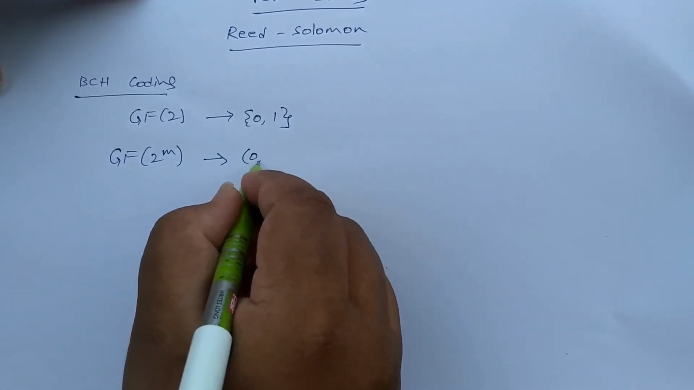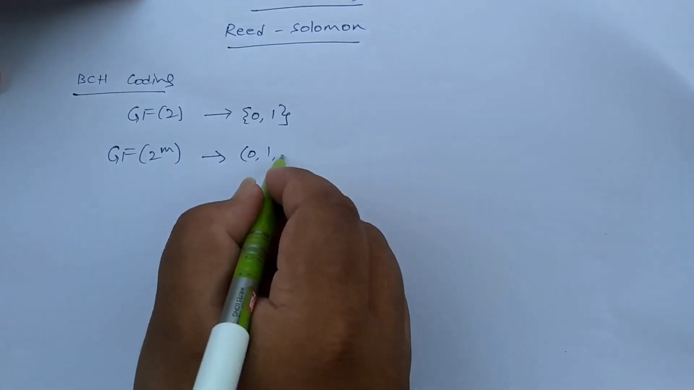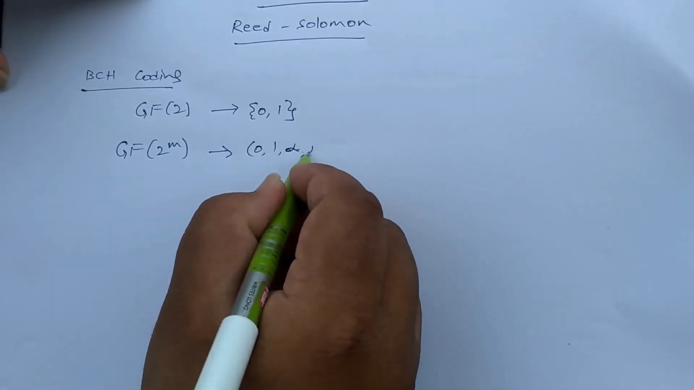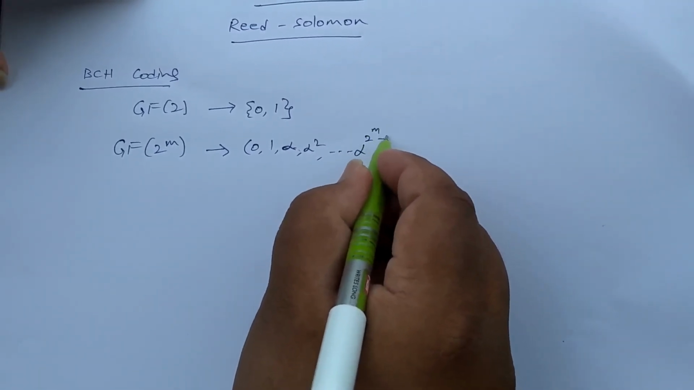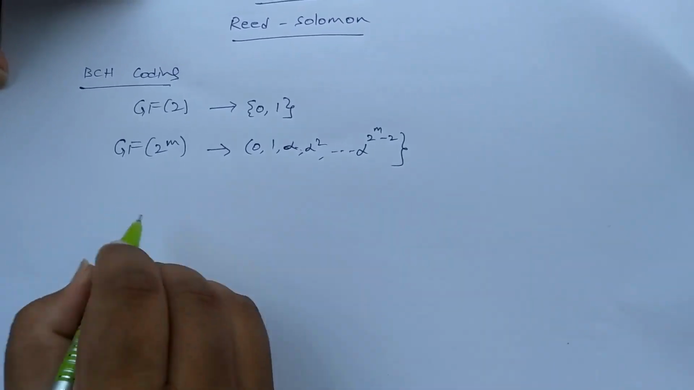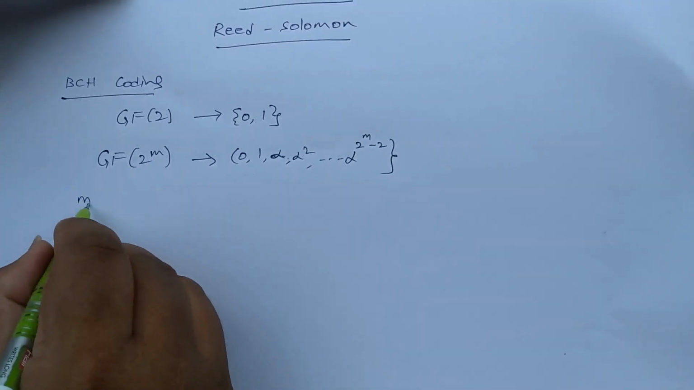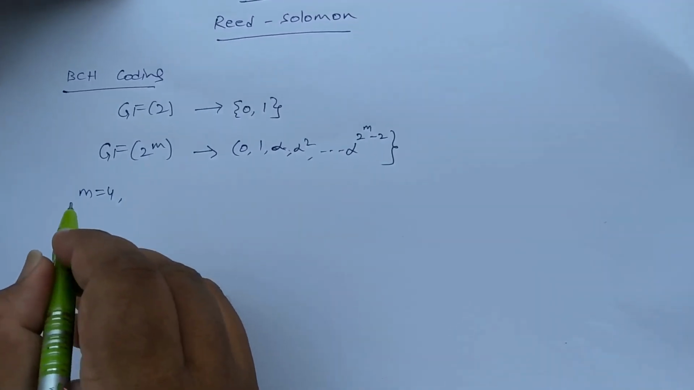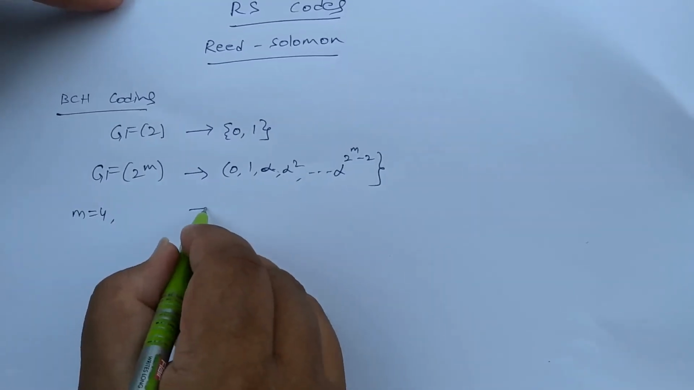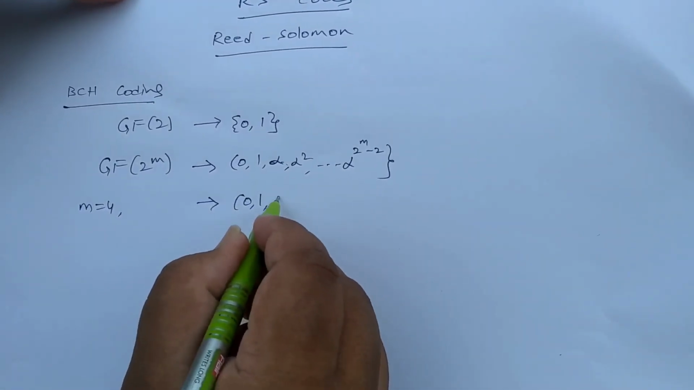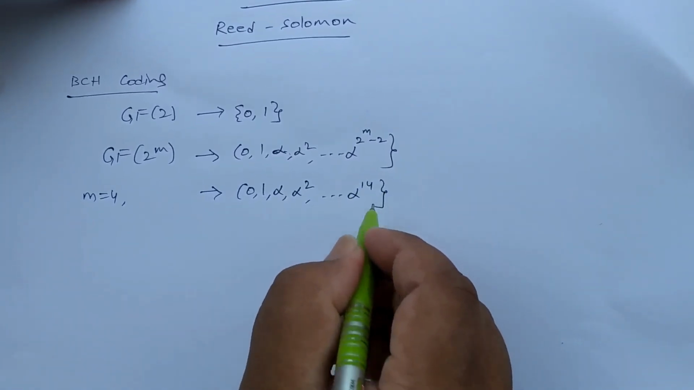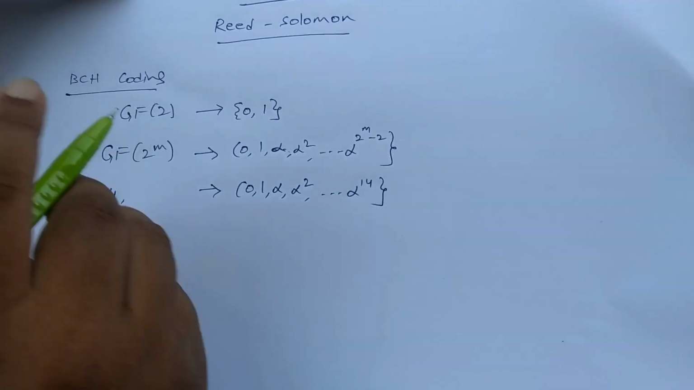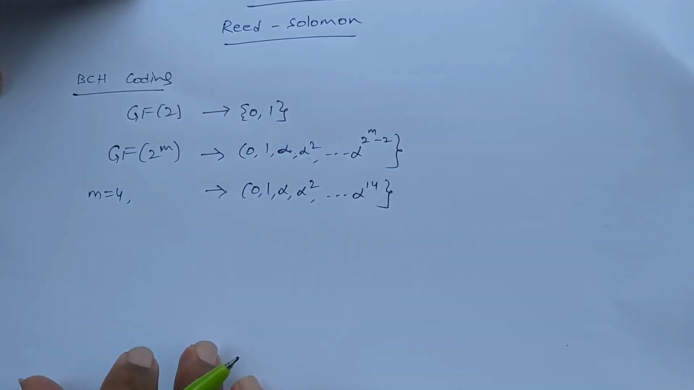The elements are 0, 1, alpha, alpha square, up to alpha power 2 power m minus 2. For example, if m is equal to 4, the set of elements becomes 0, 1, alpha, alpha square, up to alpha power 14. All these are the parameters related to the BCH coding.